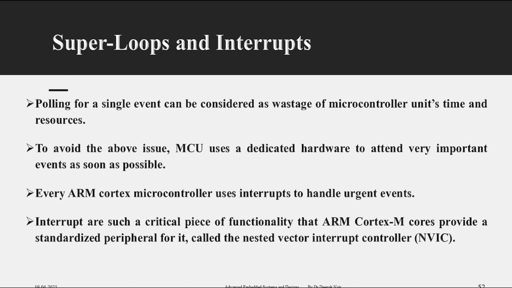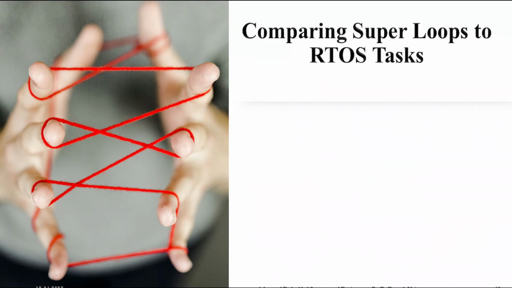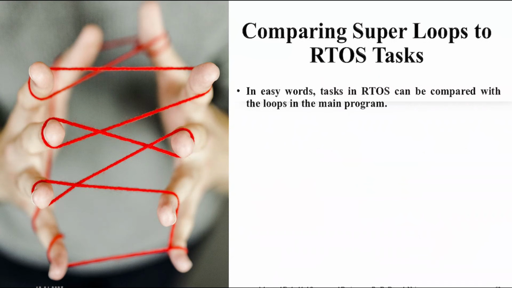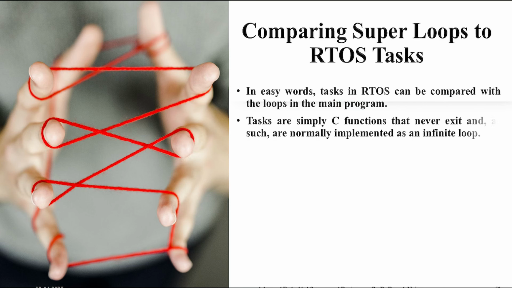Now let us compare the difference between a super loop and tasks in RTOS. In easy words, a task in RTOS can be compared with loops in the main program. We can compare them, but there are some subtle differences between these two. Tasks are simply C functions that never exit. As such, they are implemented as an infinite loop.